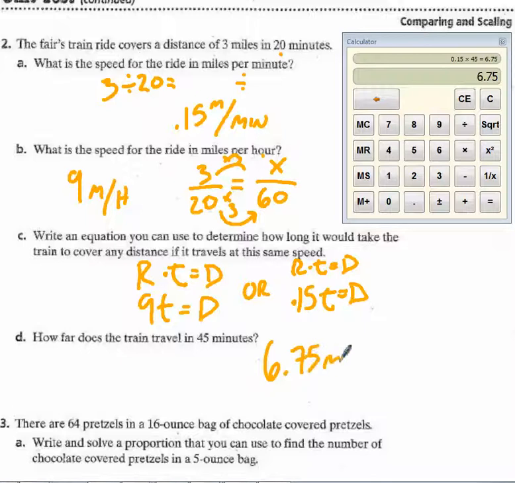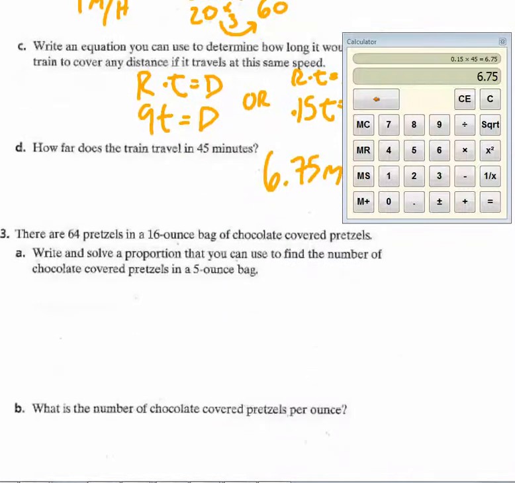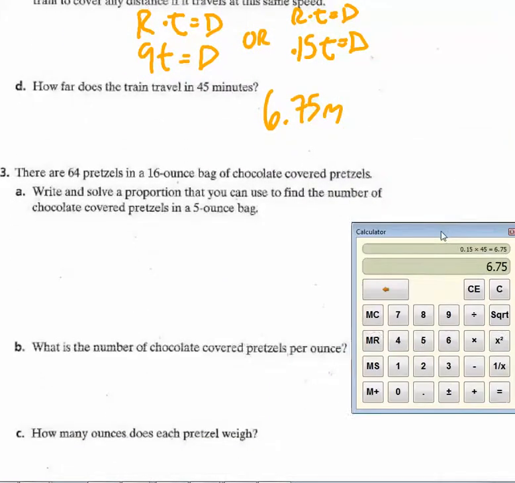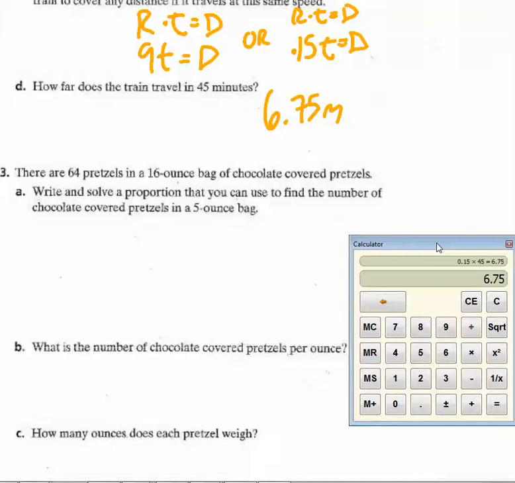0.15 times 45, and that gets me 6.75 miles. There are 64 pretzels in a 16-ounce bag of chocolate covered pretzels. Write and solve a proportion that you can use to find the number of chocolate-covered pretzels in a 5-ounce bag.